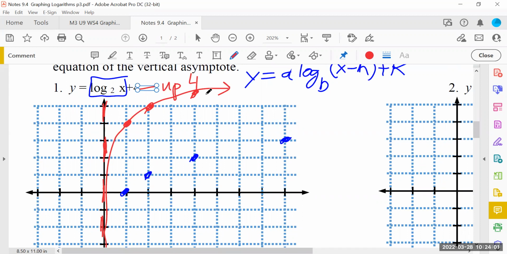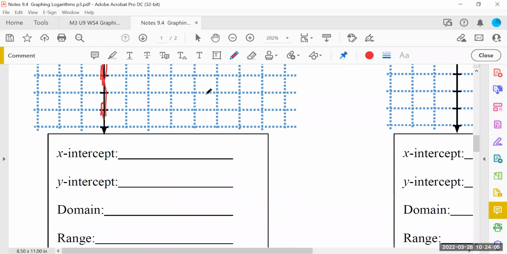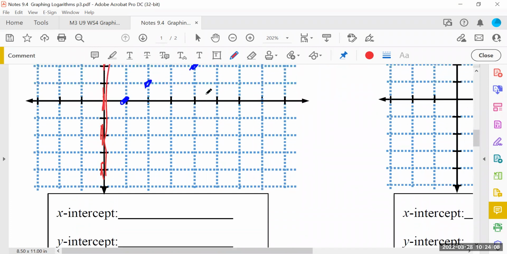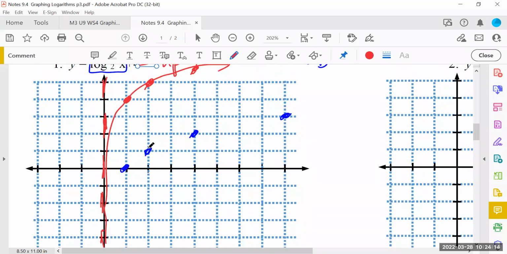But now I've got questions to answer along with that. The very first one is the x-intercept. Does this graph have an x-intercept? Yes. These points right here, those are the powers of 2. So 2 to the 0 power would be 1, or 1, 0. It's literally these points right here.